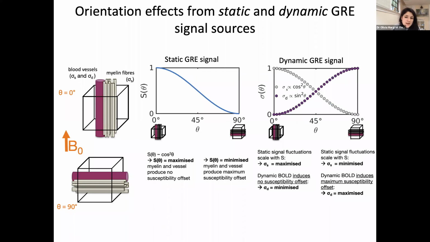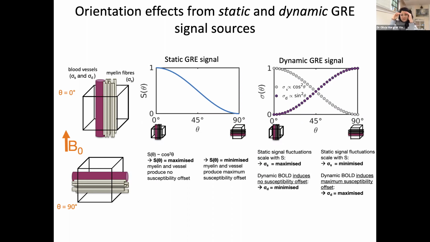When it comes to dynamic signal variations over time, the static structure should induce an amplitude fluctuation that is proportional to the static signal and follow the same orientation signature. So if we assume we have a voxel that covers myelin and vessels and the subject is moving and we get a fluctuation in the signal, we would expect that to run in the same manner. However, dynamic changes in BOLD in the vessel itself should exhibit the opposite negative orientation signature, here shown in purple.